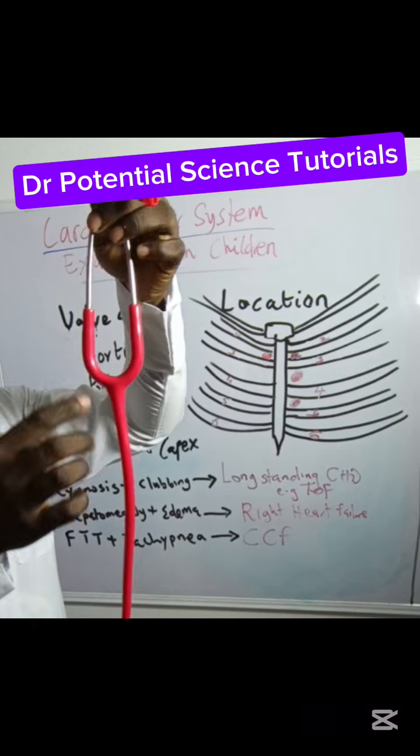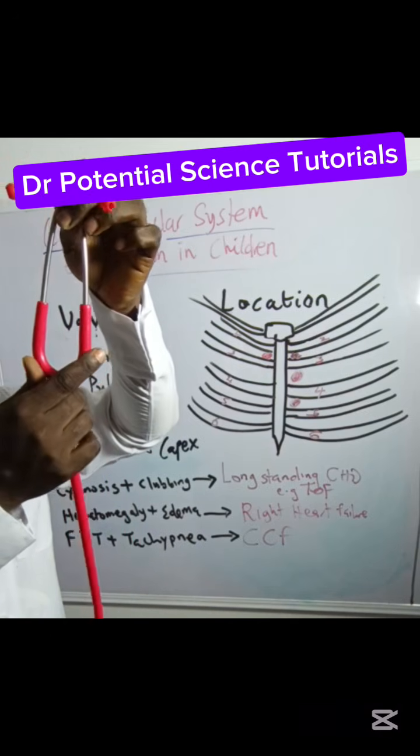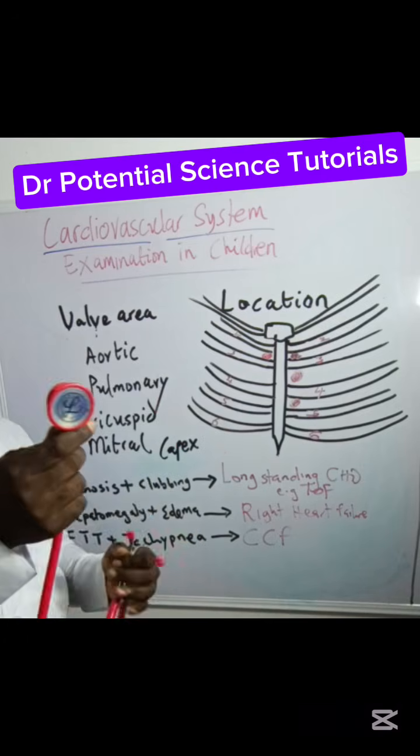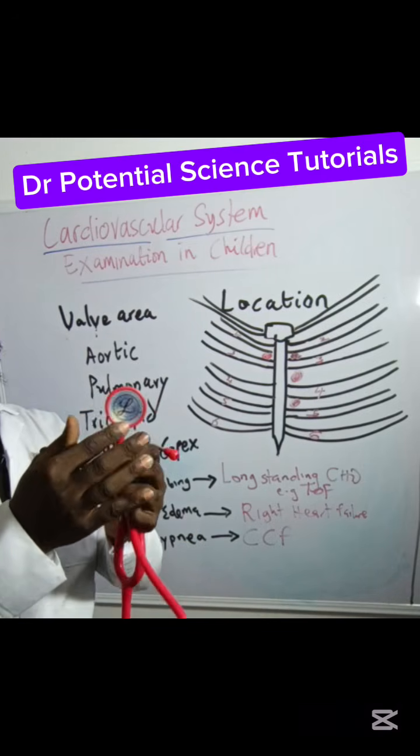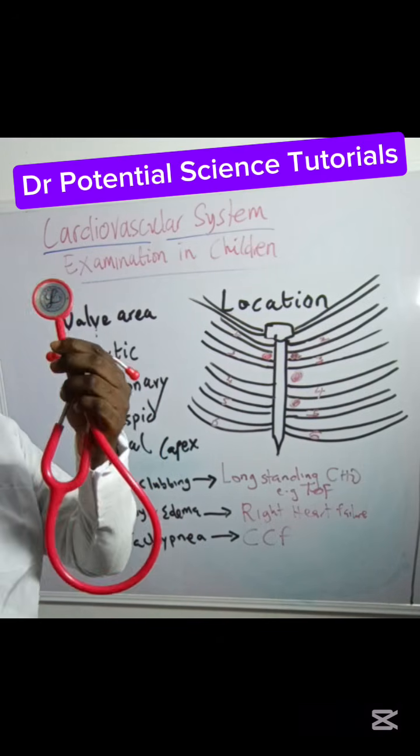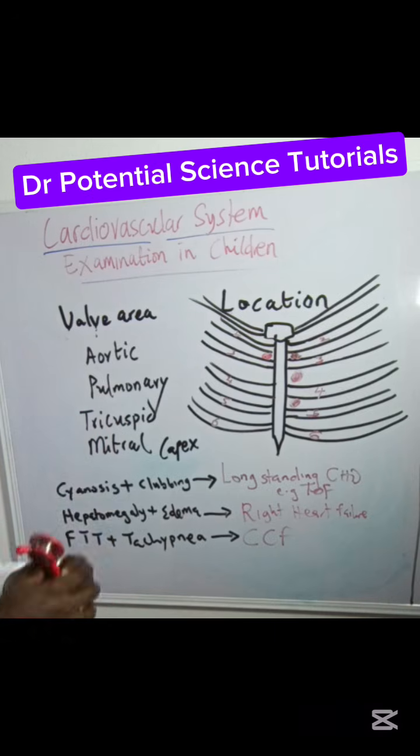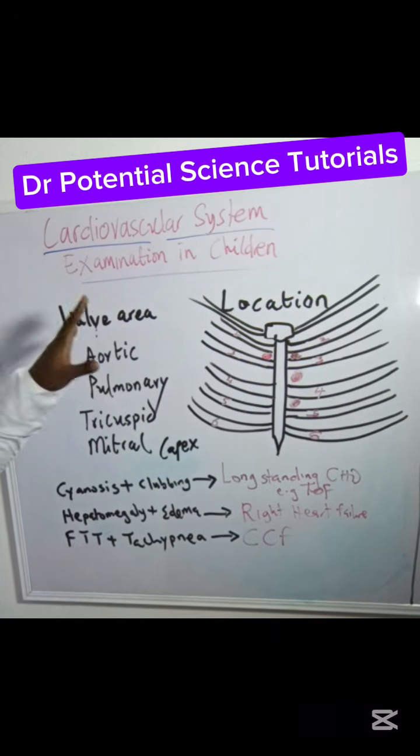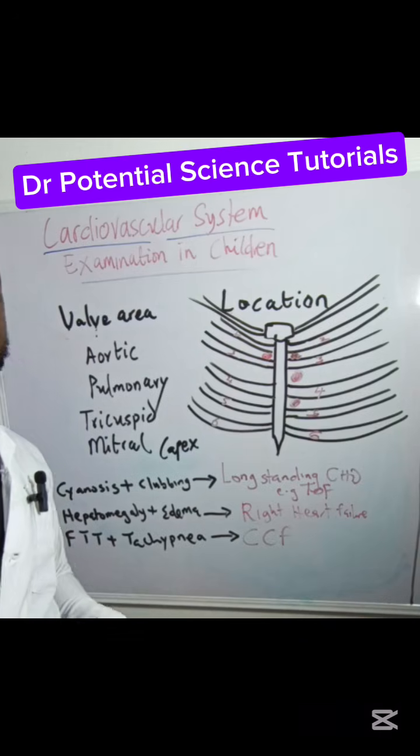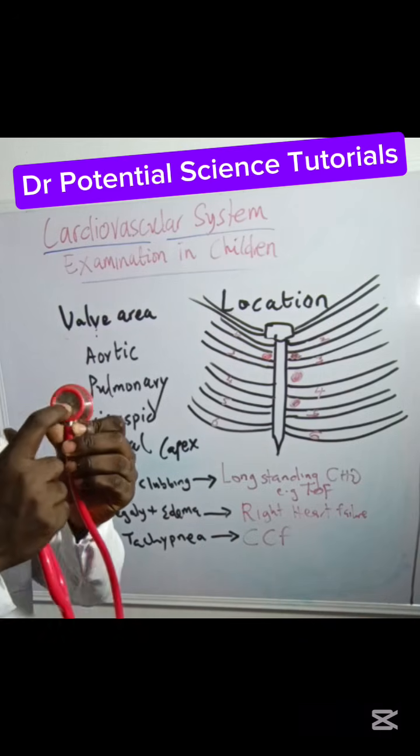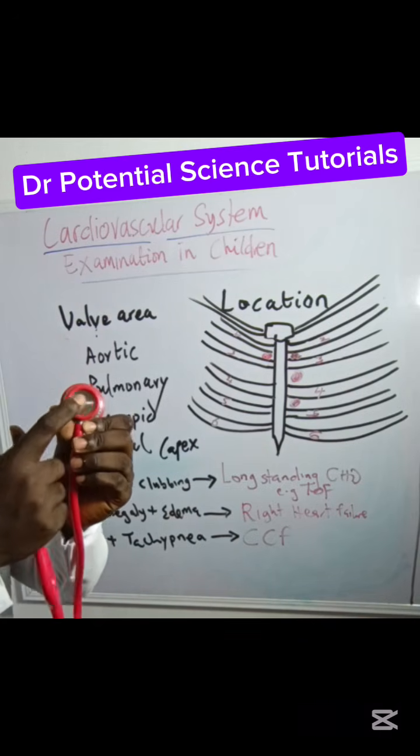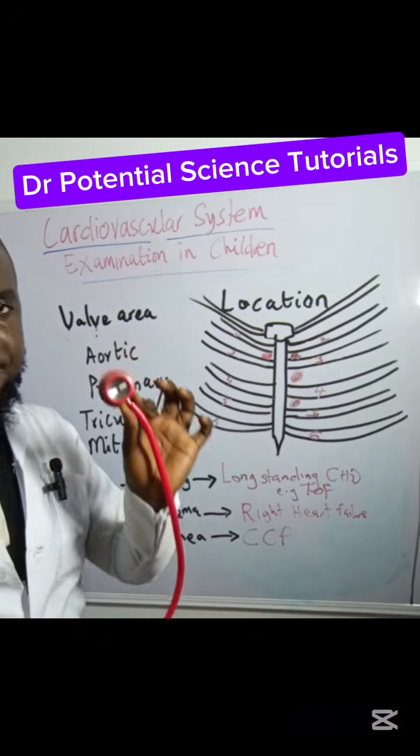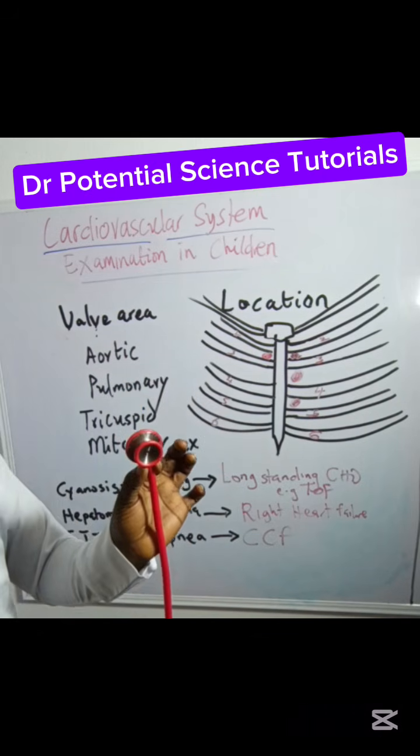The stethoscope has the earpiece, metal casing, the long tubing or metal tubing. Then we have the diaphragm and the bell. For cardiovascular examination under auscultation, we usually prefer to use the bell, because the bell picks low pitched sounds.